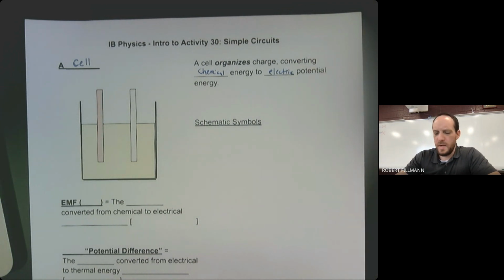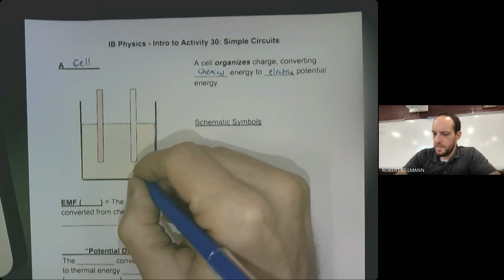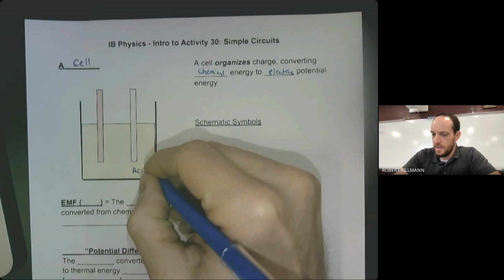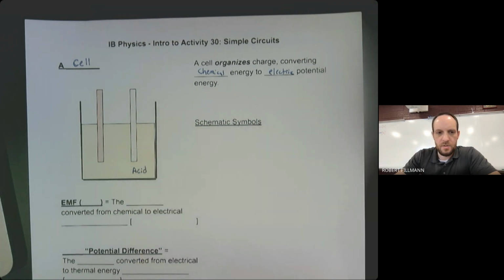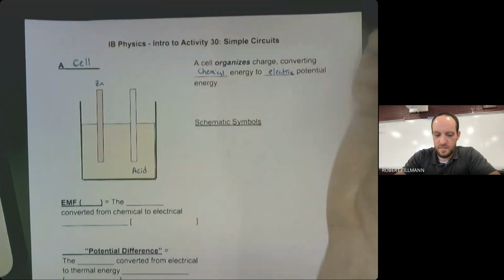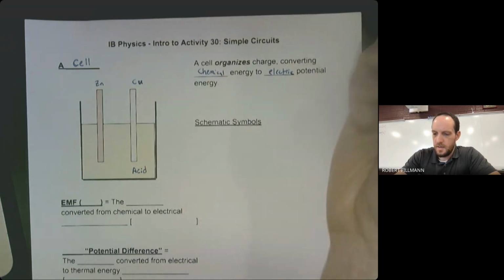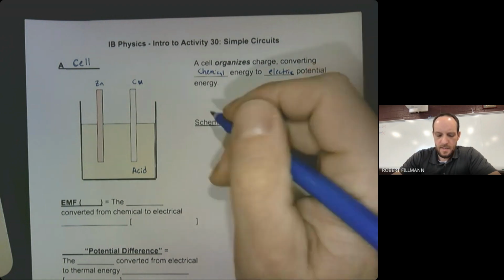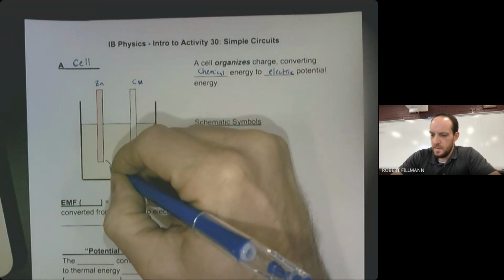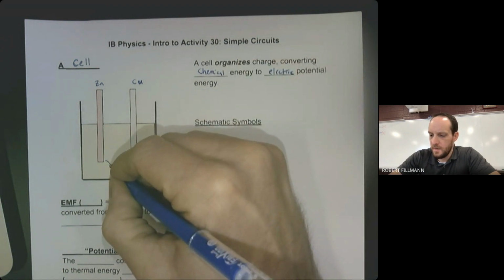Well, one way that this could happen is by taking two different kinds of metal and putting them in some kind of an acid or an electrolytic solution. Now, I'm no chemist, so we'll just give you the basics here. One possibility is you take a piece of zinc and a piece of copper, and you put them in the acid, and the acid will attack the zinc.